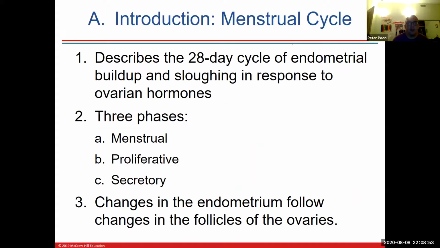So the menstrual cycle. Now we're following the uterus. The other term for the menstrual cycle is the uterine cycle. There are three phases: the menstrual phase, the proliferative phase, and the secretory phase.